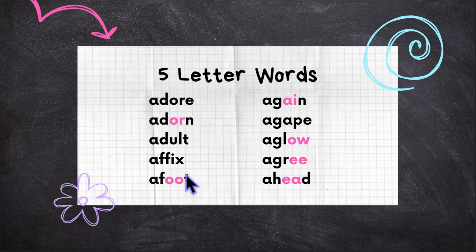Adult. Affix. OO is going to use the oo sound here. Afoot. AI usually has a long A sound, but this is one of the few words where it has a short E sound. Again, agape. OW says O here. Aglow. EE has a long E sound. Agree. EA uses the short E sound here. Ahead. Notice how some of these words have an A and then something else that's another word. Like right here, you can see foot. You can see the word gain, glow, and head.